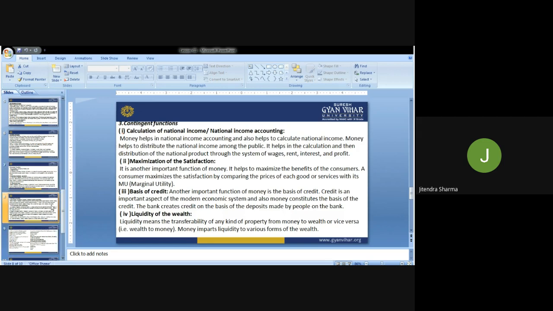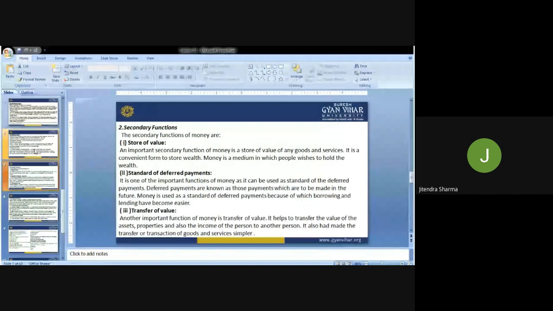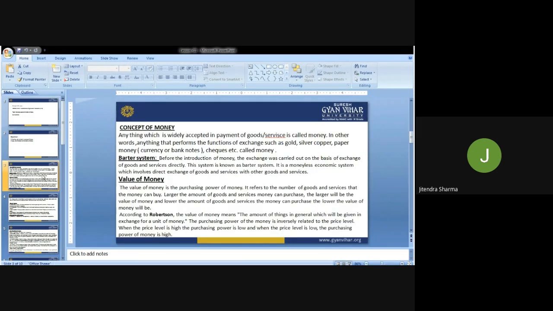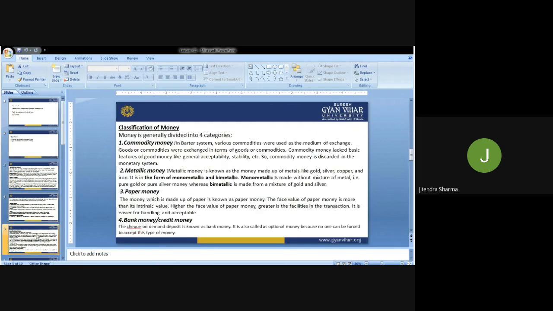Now we'll have a few questions on the basis of the discussion which we have completed. I think everything we have completed. I'll go once again through a recap. First we started the discussion on the concept of money. Then we discussed the barter system, then the value of money, then the definition of Robertson regarding the value of money. Then we discussed the classification of money: commodity, then metallic, then paper and bank money.